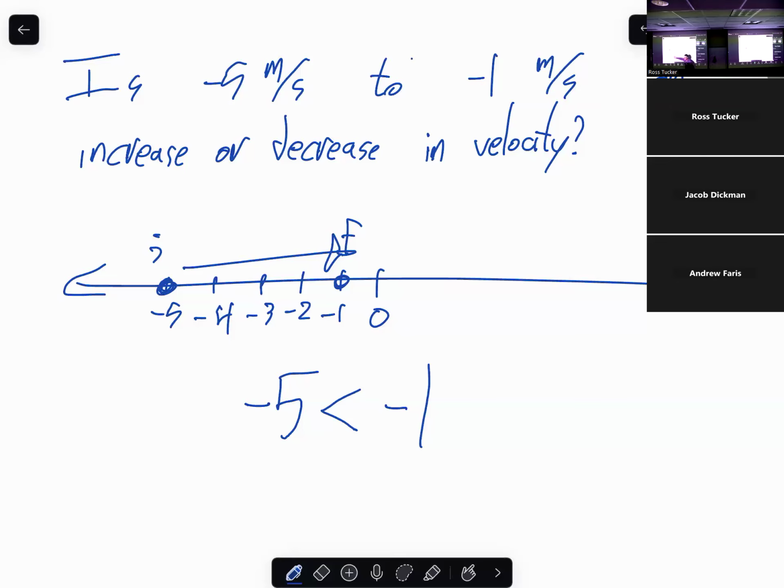This is faster than this. About 80% of you said that this is faster and this is slower. Turn to your neighbor and discuss. When we have a velocity with a direction and a magnitude, what tells you faster versus slower? What tells you left versus right? Ready, set, go.